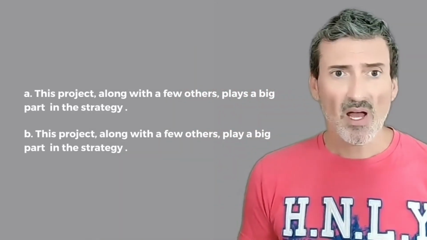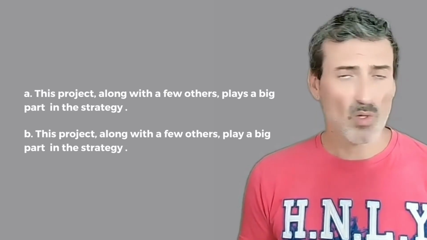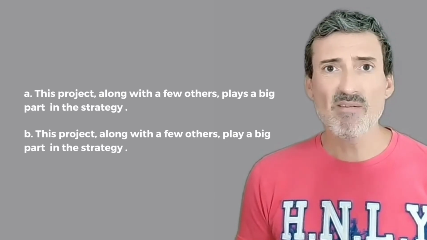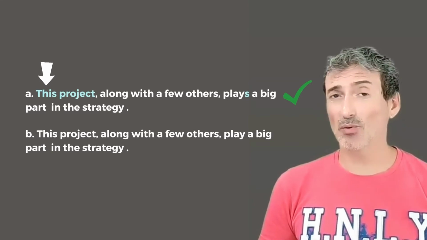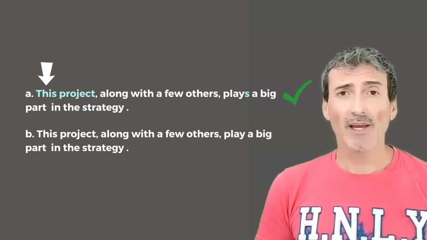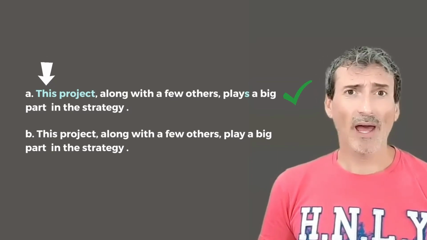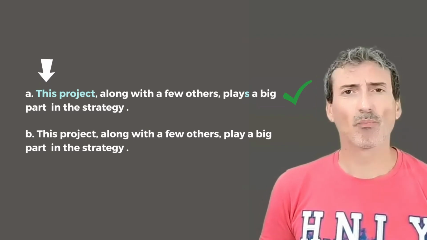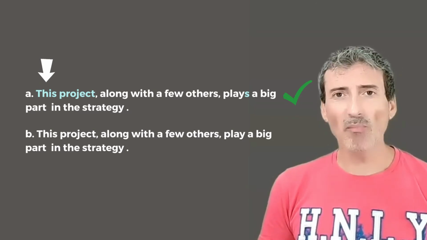Sentence number 2. Option A: This project, along with others, plays a big part in the strategy. Option B: This project, along with a few others, play a big part in the strategy. In this example, option A is the correct one. This project is a complete subject. We have project, which is the noun, pre-modified by the demonstrative adjective this. It's not a very complicated subject, but it's a complex subject.